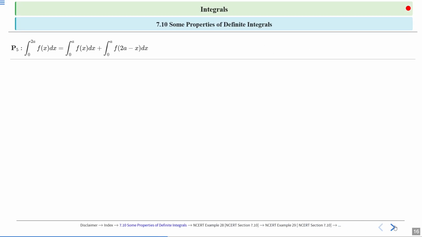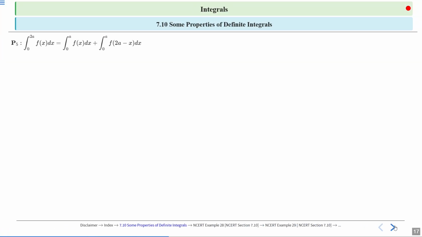Property 5 says that to integrate a function from 0 to 2a, we can split it into two parts. Now we can integrate from 0 to a of f(x) dx plus again from 0 to a of f(2a minus x) dx. To prove this, now we use property number 2 to prove this result. What is property 2?